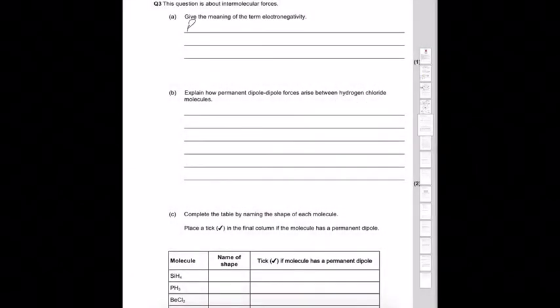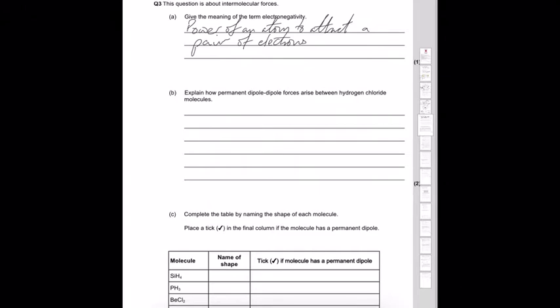Right, question 3. Meaning of the term electronegativity: power of an atom to draw or to attract a pair of electrons in a covalent bond. Got to have in a covalent bond. It's not just pulling any old pairs of electrons.